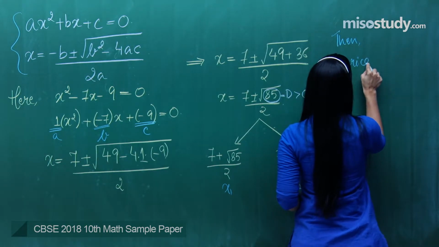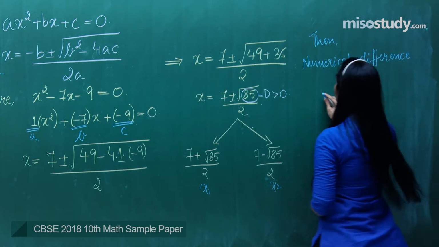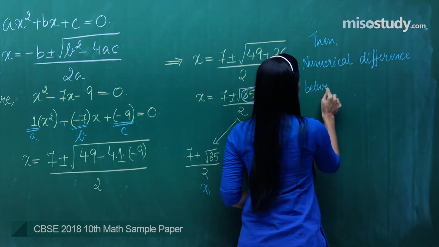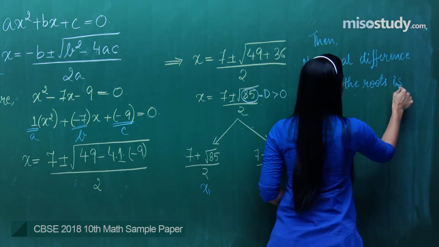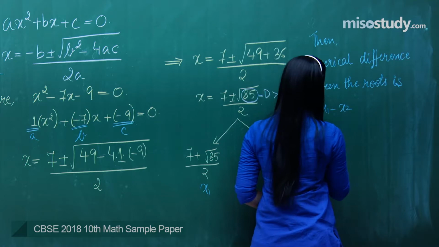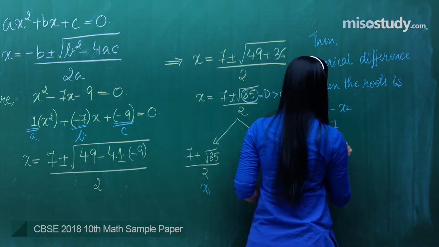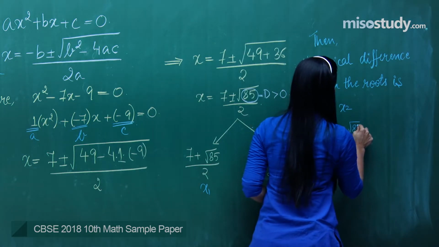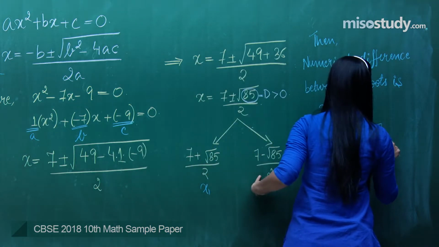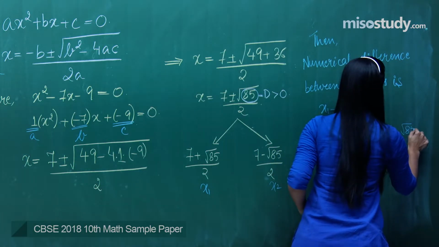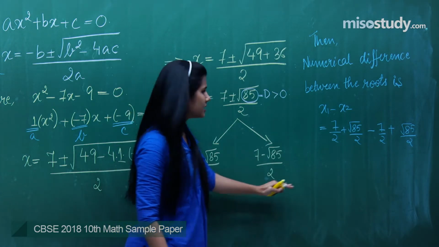Numerical difference between the roots is this, which means what? 7 plus root 85 upon 2, minus 7 by 2 plus root 85 upon 2. That's what is the case. This minus this is what you get.